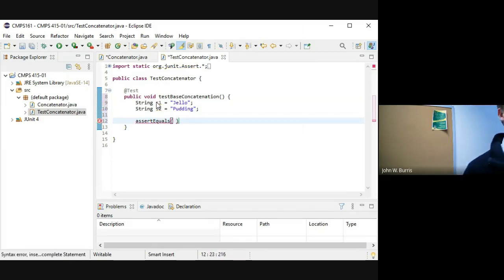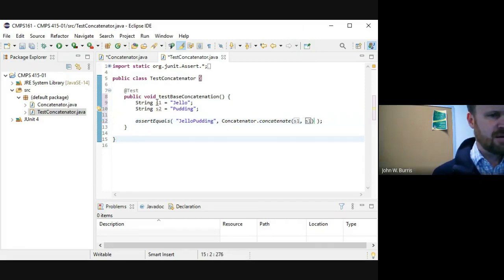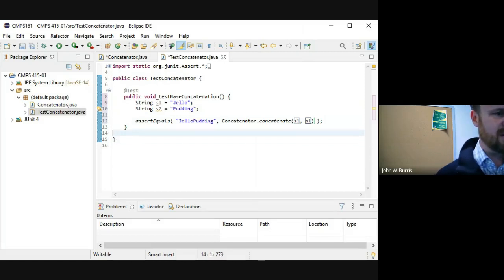Oh, it's hard to type when you're standing up. I don't know how Dr. Ache does that. I need to be sitting down when I'm typing. Assert equals, and then we're going to do yellow pudding and concatenator dot concatenate S1 and S2. Oh, that's S1 and S1.